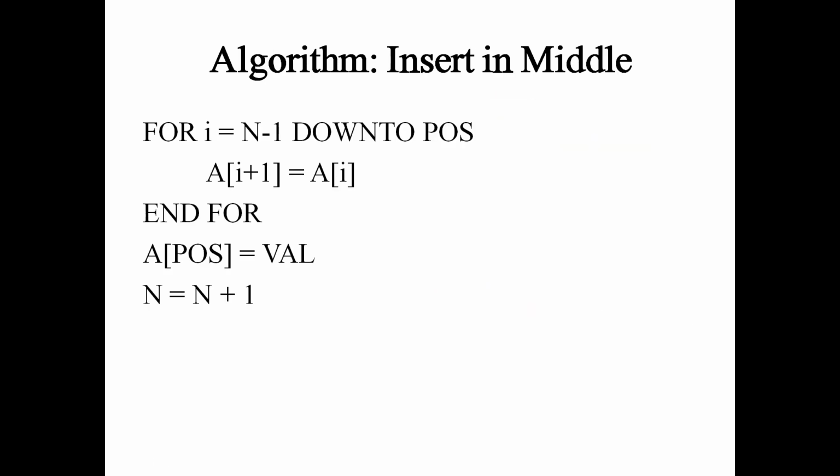Here we see the algorithm to insert in the middle. This algorithm follows exactly the same idea. Start from the last element and shift every element one position to the right. That means you are shifting A of i to A of i plus 1 position. Create an empty location and insert the new value. Increase the size of the array. After you place your new value, the size of the array will be increased. It was previously n, now it has become n plus 1.